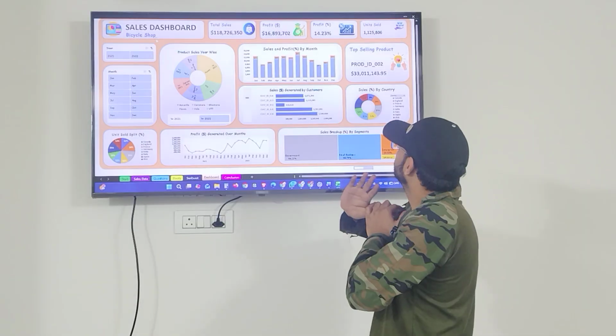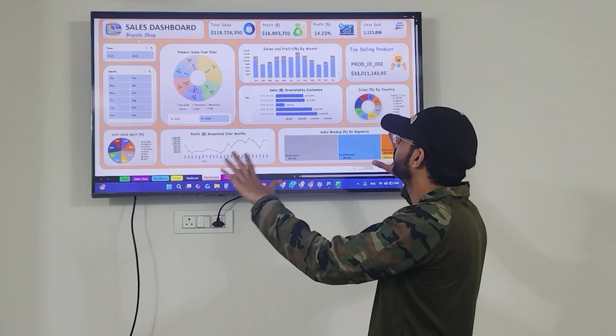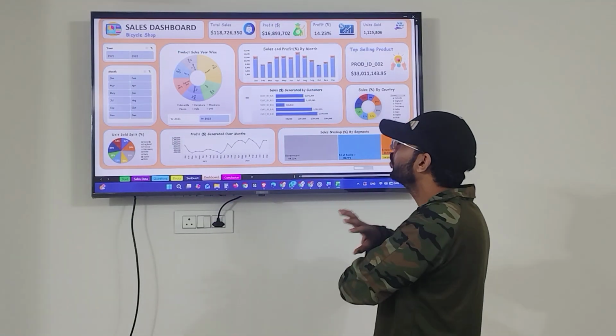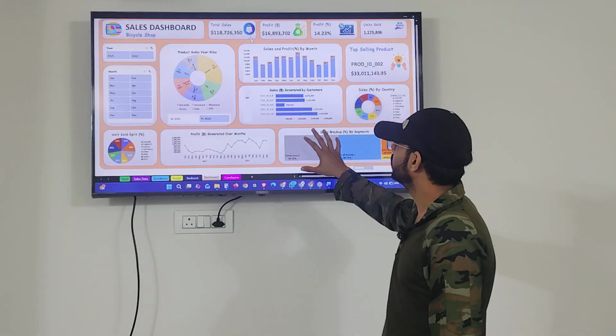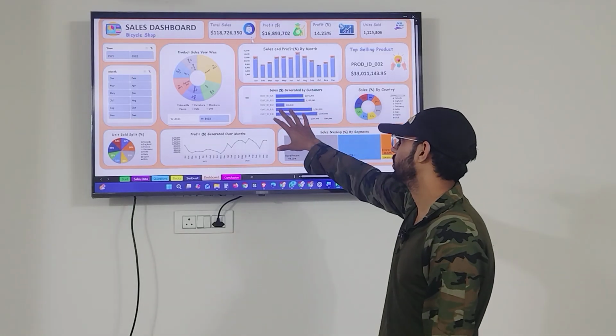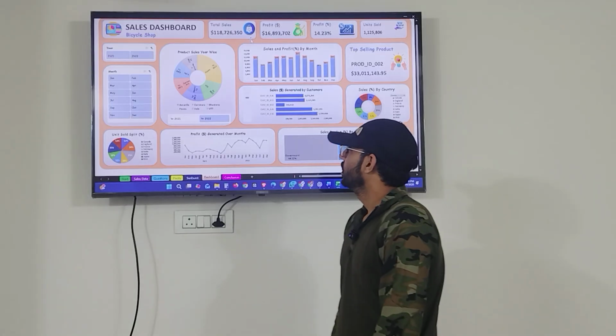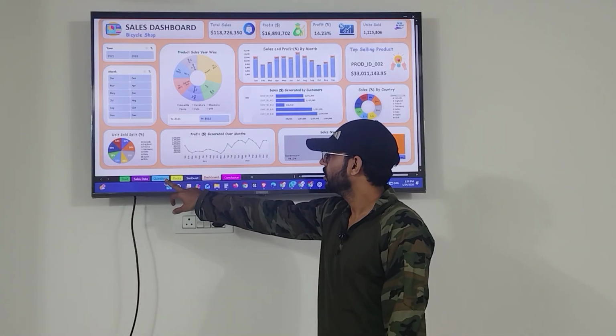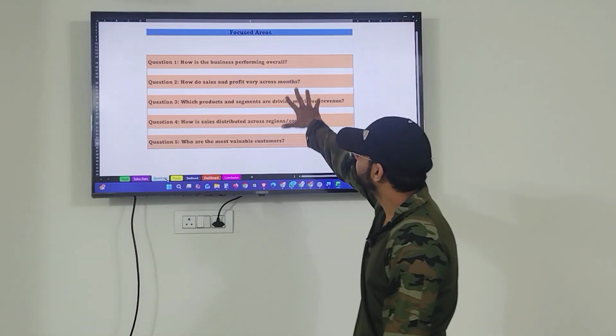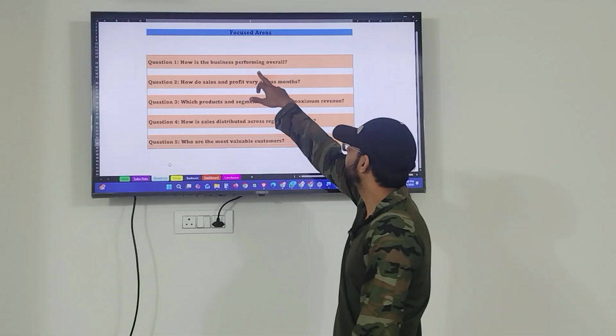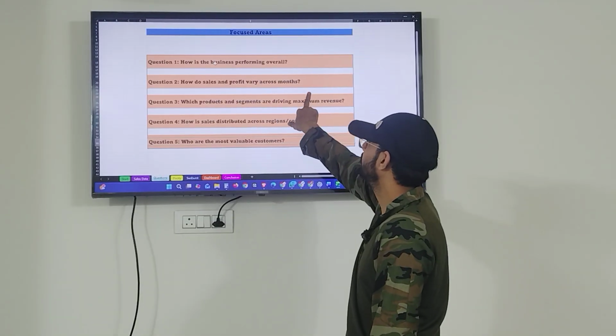So here we can see a complete visualization of everything we have made, and we can answer so many things based on the data through this visualization. So let's see the pages again. Here are the 5 questions which we have to answer. How is the business performing overall, and how do sales and profit vary?